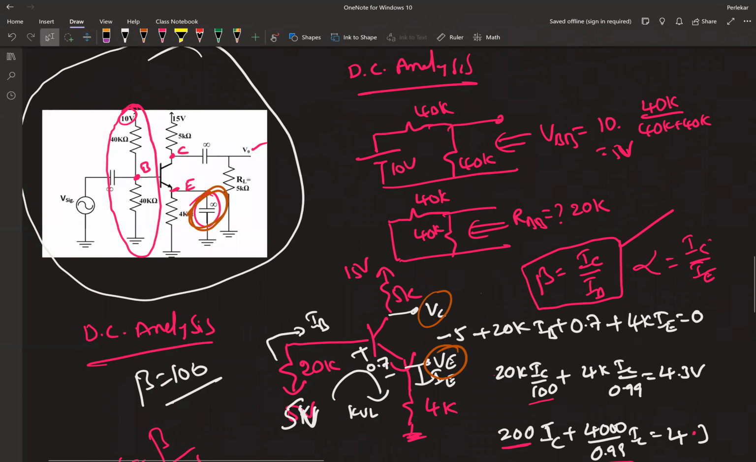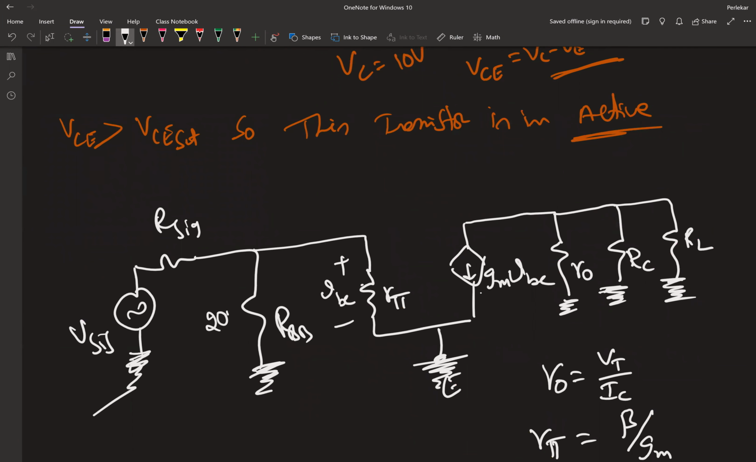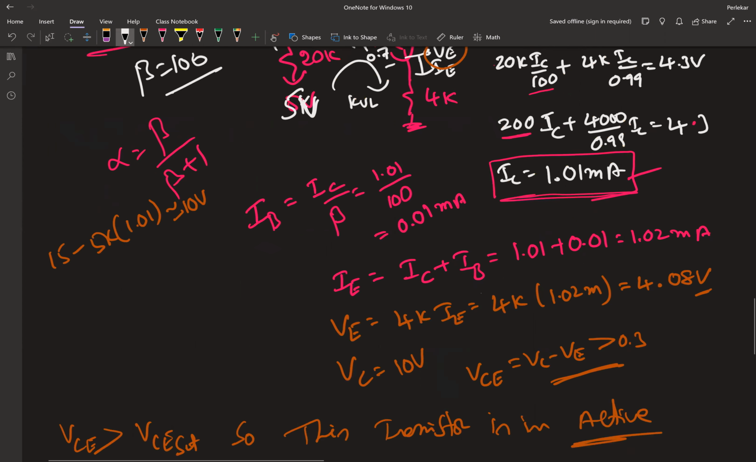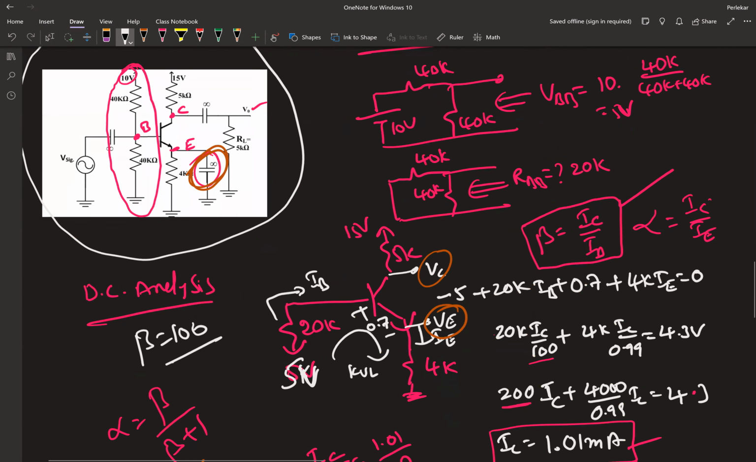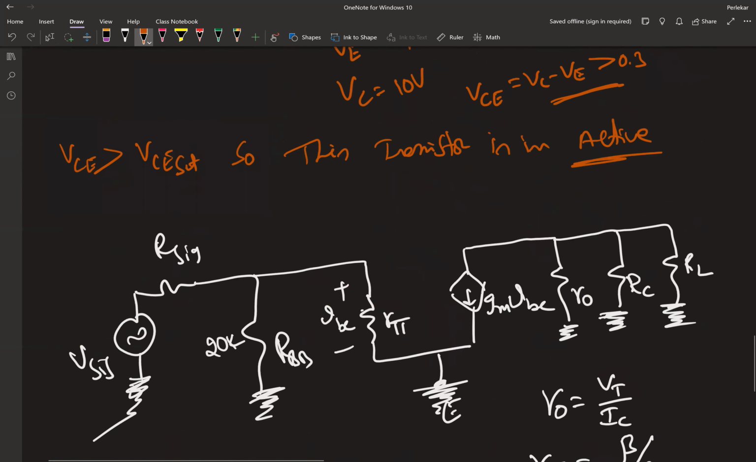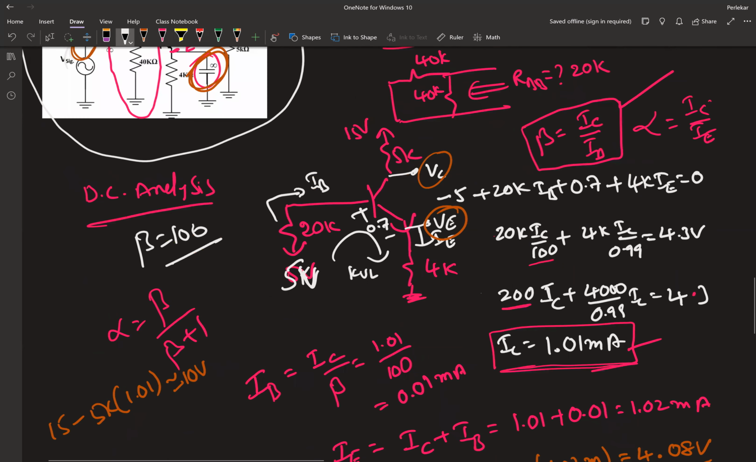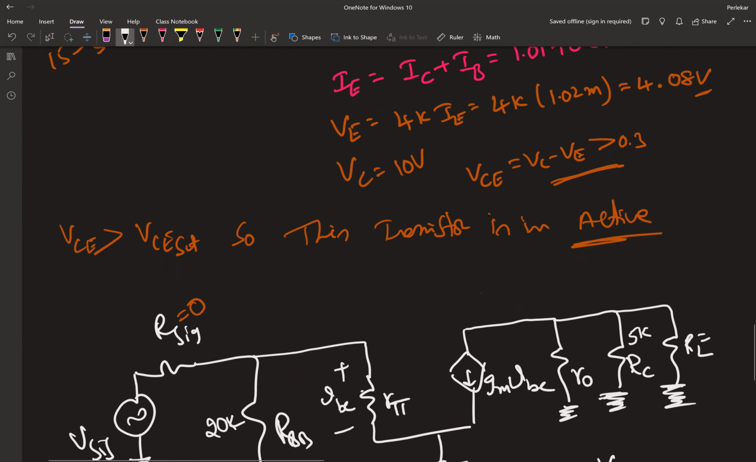RBB is 20K, so this value is 20K. What is the R signal? Here, he didn't give any R signal resistance, so assuming that the signal doesn't have any internal resistance, I can ignore this. I can take this value as 0. How about RC? I think he gave this value as 5K. RL, is RL also 5K? Yep, RL is also 5K.